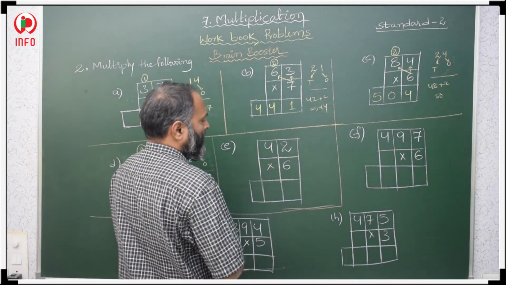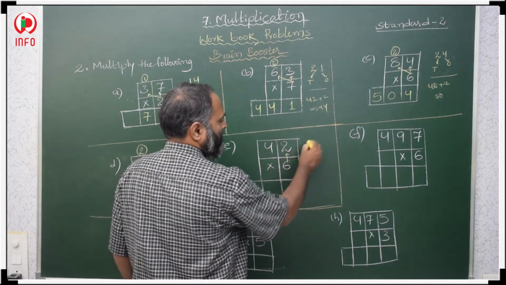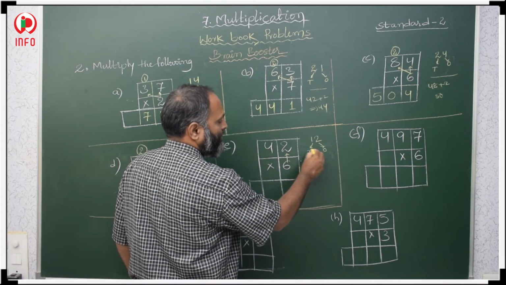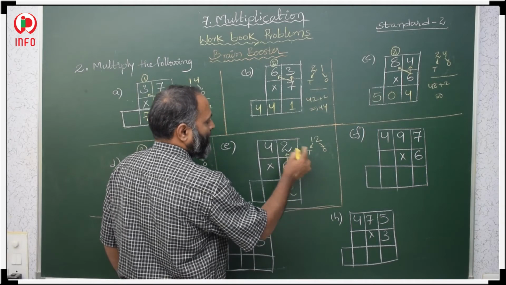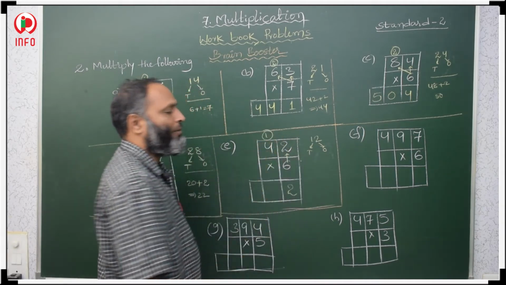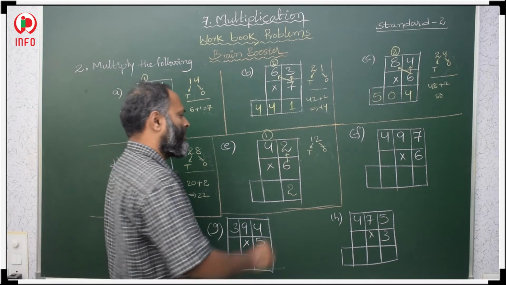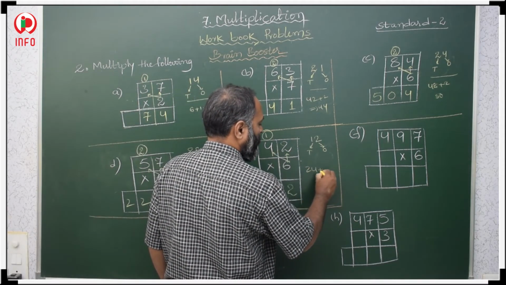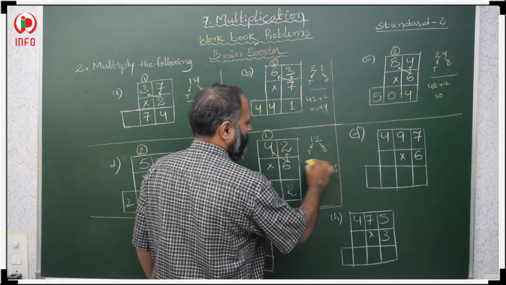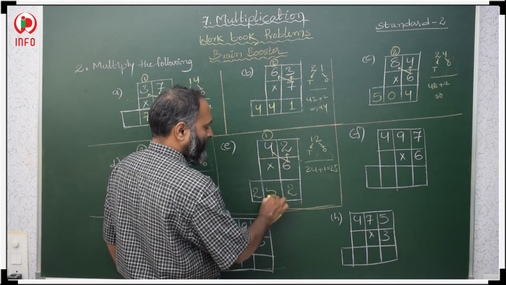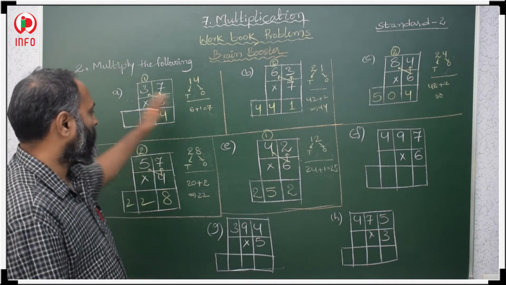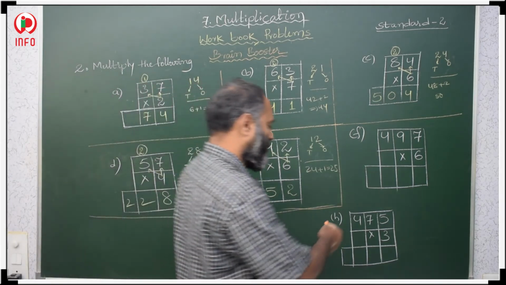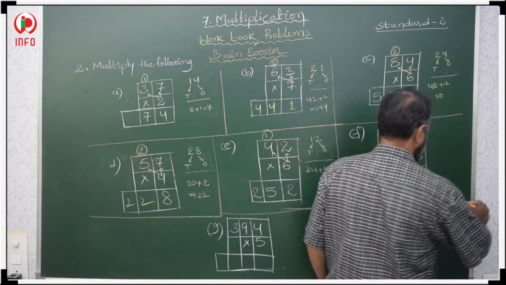Then again 6 twos are 12, 12 means 2 ones and 1 tens. 2 in ones place and 1 we have to take carry over on tens place. Now, 6 4s are 24, 24 plus 1, 25. So that 25 we have to write. Till here we did a 2-digit number with a single digit number. So now we are going to do a 3-digit number with a single digit number.